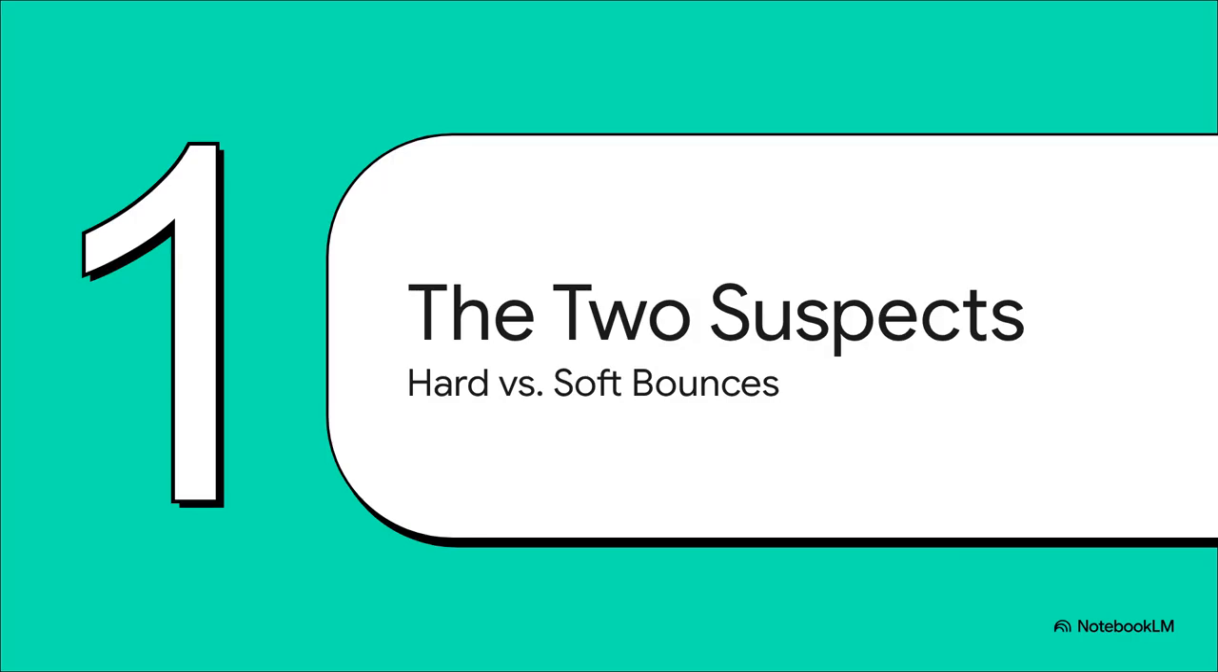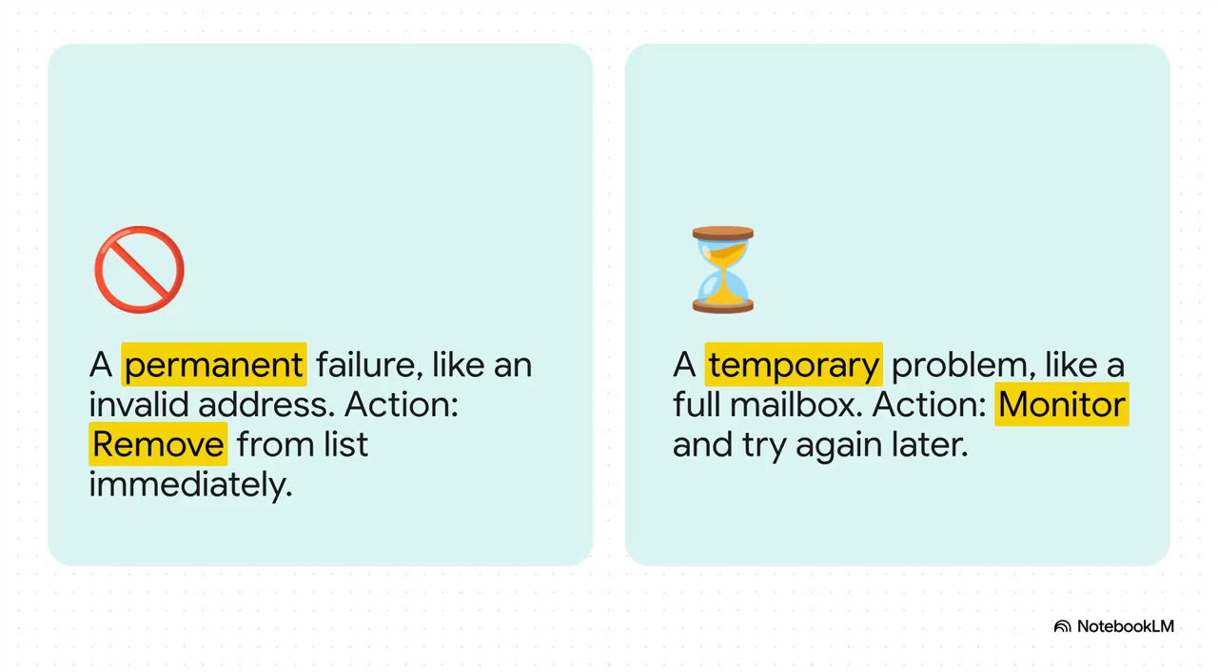Now, here's where it gets interesting. Not all bounces are the same. In fact, whenever an email fails, there are really just two main culprits we need to investigate, something called a hard bounce and its cousin, the soft bounce. And the difference between them is, well, it's everything.